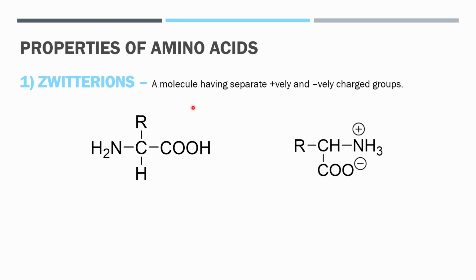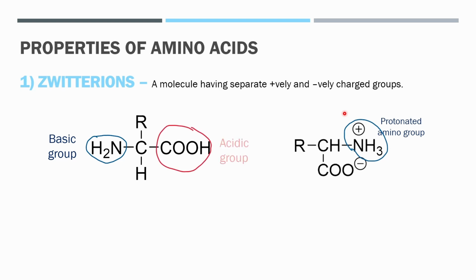Moving on to the physical properties of the amino acids, the first one is the Zwitter ionic form. A Zwitter ion is a molecule having separate positive and negative charge on the same molecule. When we take an alpha amino acid, we'll see that it is made of NH2, which is a basic group. A base accepts a proton to get protonated, and we get the protonated amino group. Similarly, the acidic group, which is the COOH, loses a proton to make the COO-, also called the carboxylate anion.